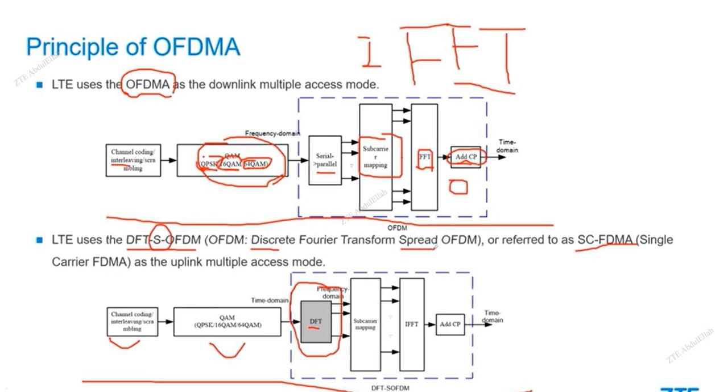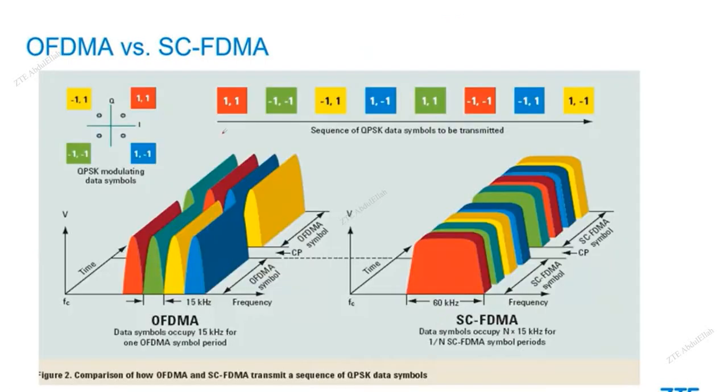Here, there are so many 15K hertz narrowband signals combined into one time domain signal, right? So in this case, we will have high PAPR. But in this procedure, because of the wideband signal, even when we combine, there is no high PAPR. That's why in uplink we use SC-FDMA, which can lower the PAPR. So we can see this is OFDMA and SC-FDMA.